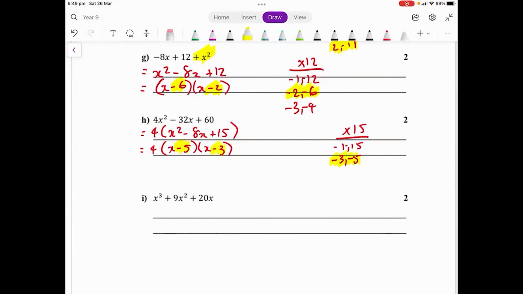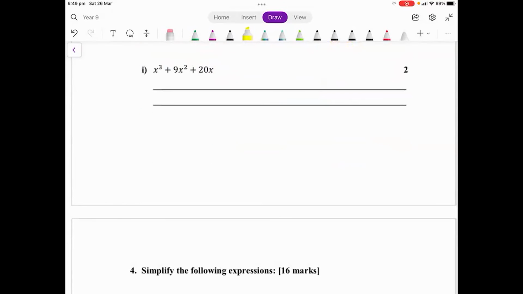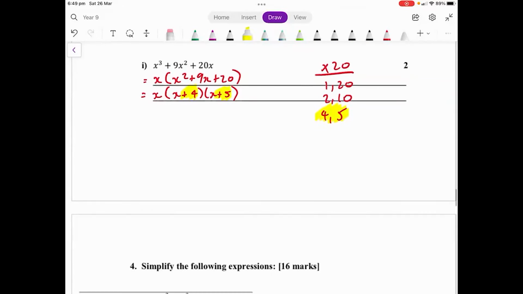Question I, I take out a common factor of x first. That leaves me with x squared plus 9x plus 20 in the brackets. Once again, I can factorize that by doing x plus 4, x plus 5. So final answer is x, brackets, x plus 4, x plus 5.